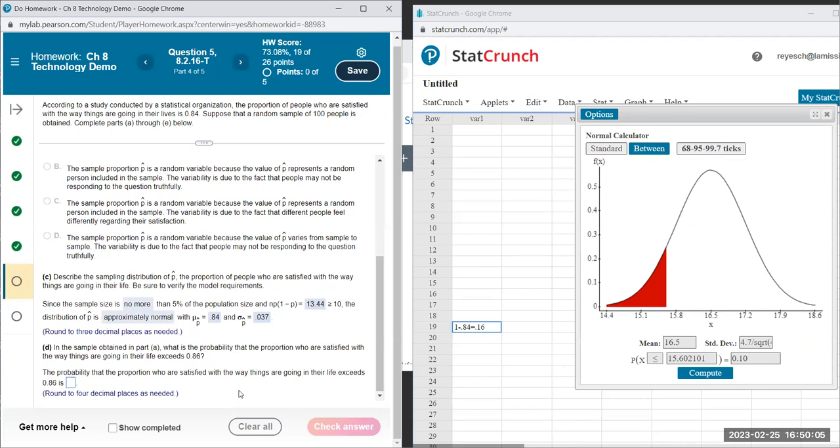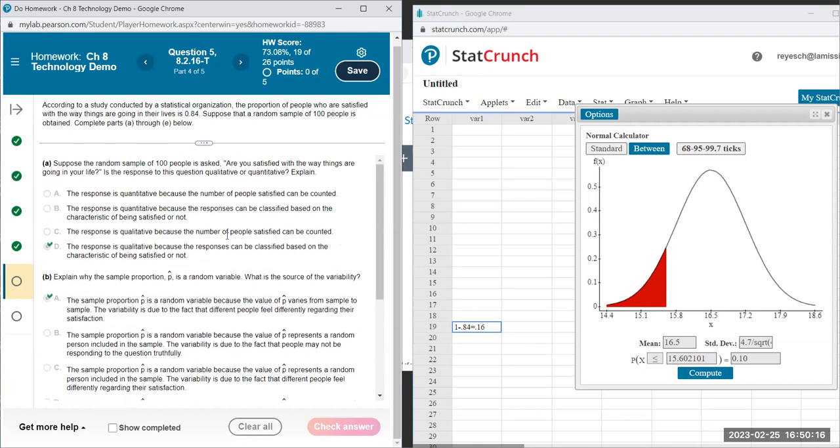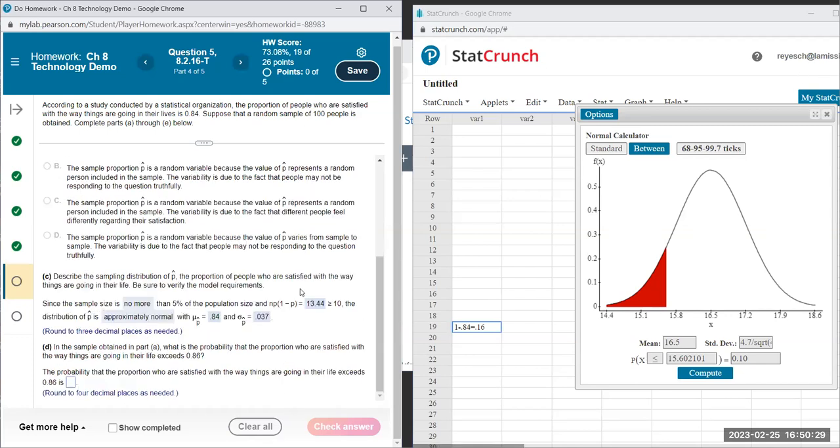In the sample obtained in A, what is the probability that the proportion who are satisfied with the way things are going exceeds 0.86 in the sample obtained in part A? In part A, a random sample of 100 people were asked. It's not a sampling distribution. They're not doing the proportions. This is just one group of 100. So let's take a look at that.